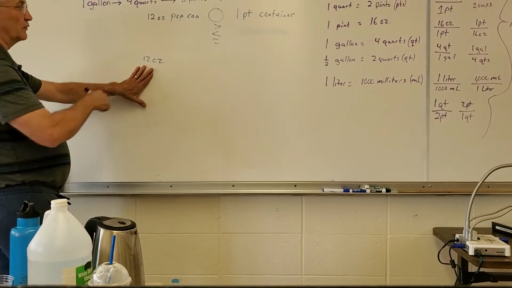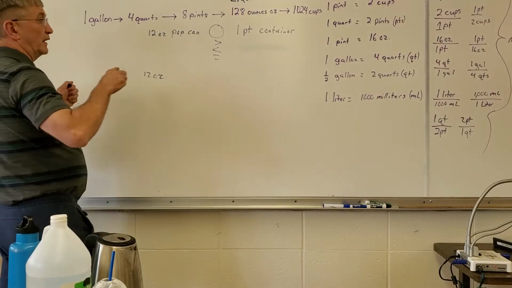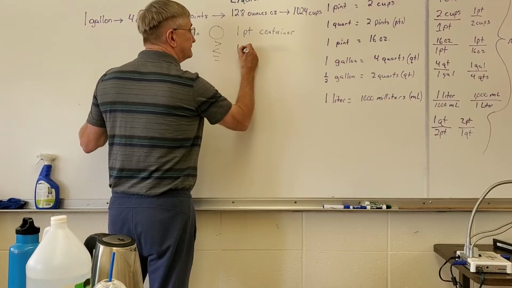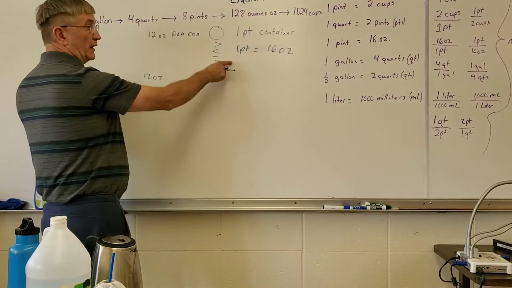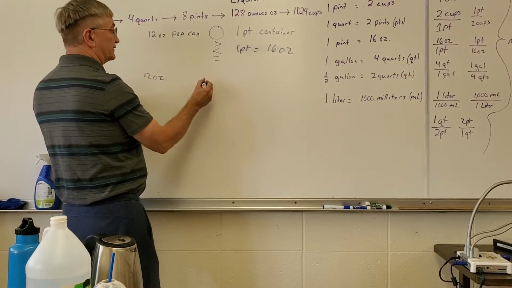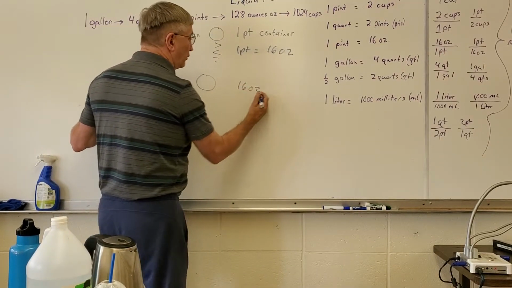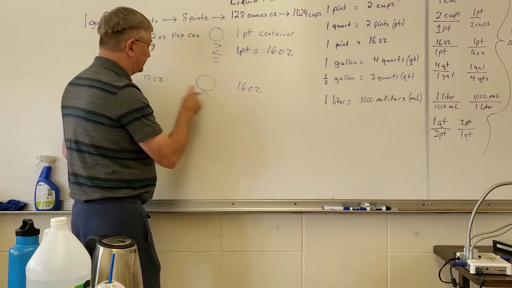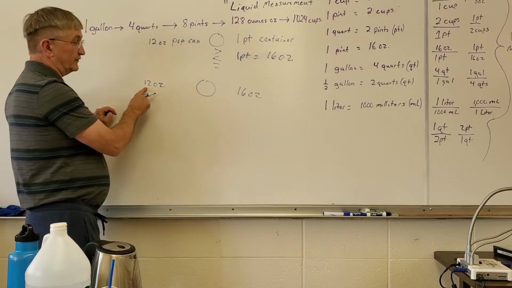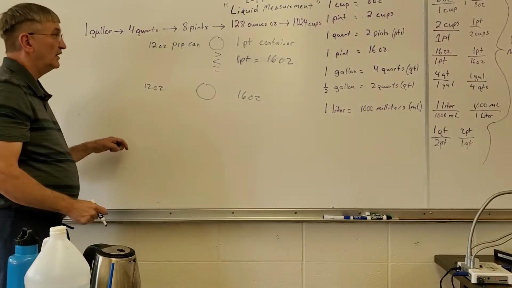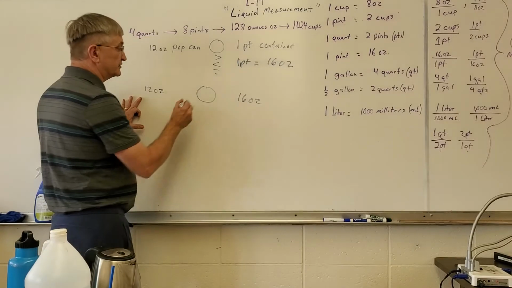We had 12 ounces, so we're comparing 12 ounces to 1 pint container. Well, we know right away that 1 pint equals 16 ounces. So right away we can do an exchange and put our comparison symbol here and put down 16 ounces. The point is we got to get them talking the same language, ounces to ounces. So we know 12 ounces is less than 16. So therefore, we are going to have the mouth always open to the larger number.